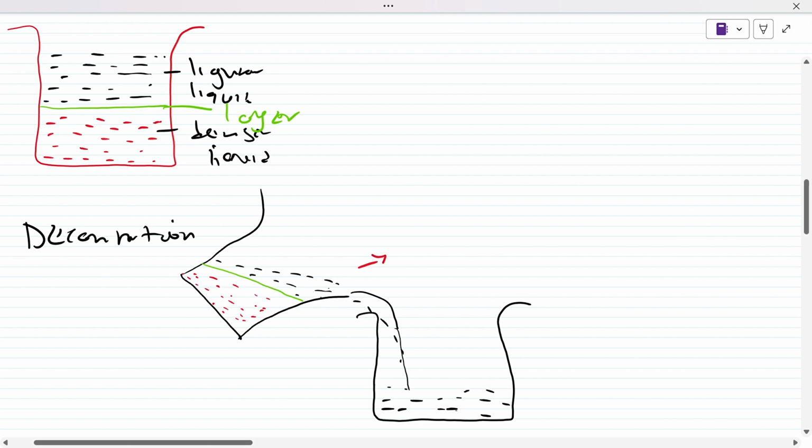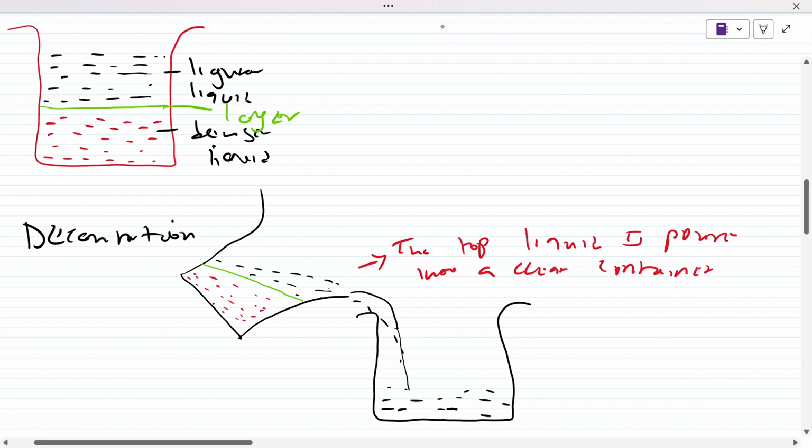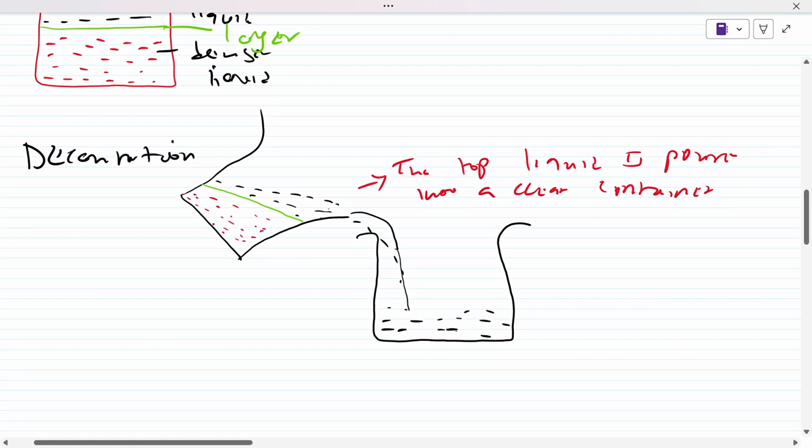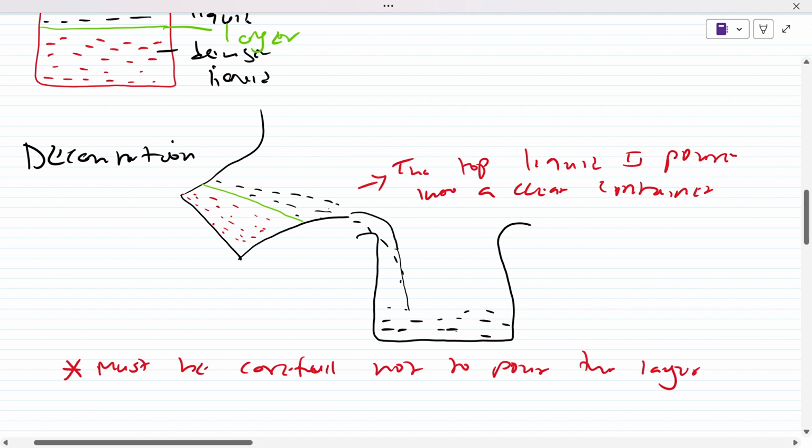So I have to write it somewhere so that we don't forget: the top liquid is poured into a clean container. But there is a problem with this technique. That's the reason why mostly it is not used. The problem is anyone who is using this technique must be careful not to pour the layer between the two solutions out into the other beaker.